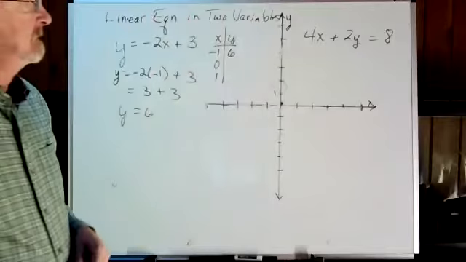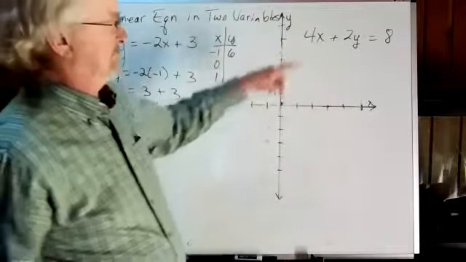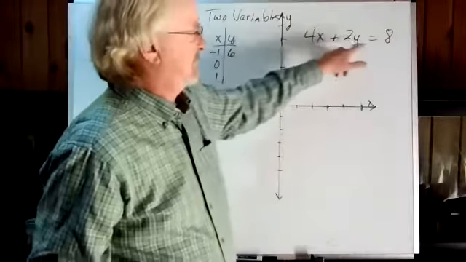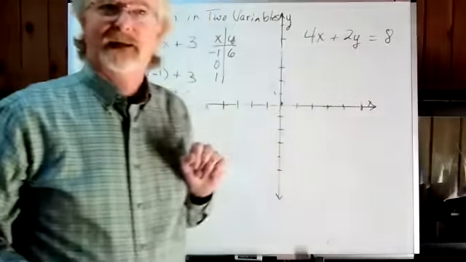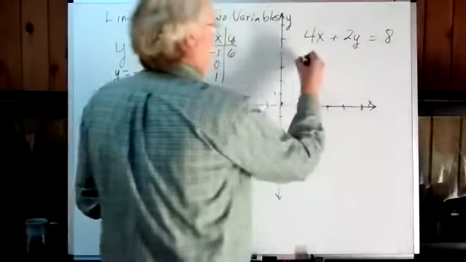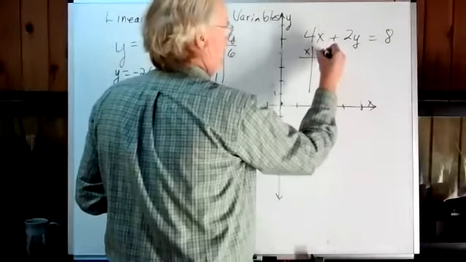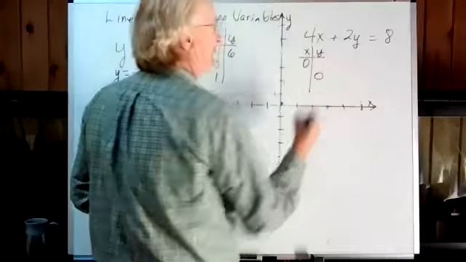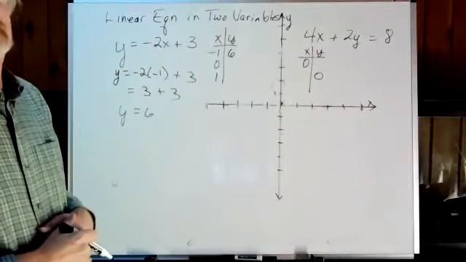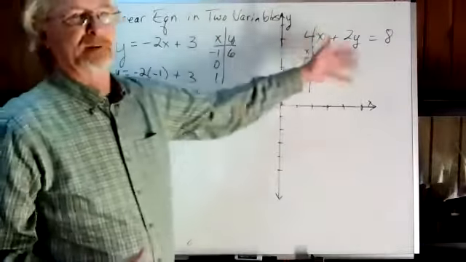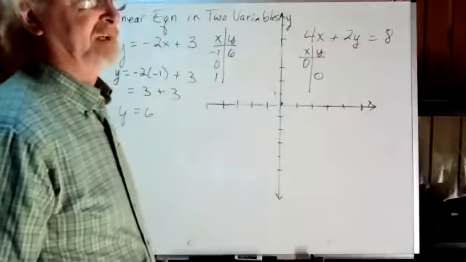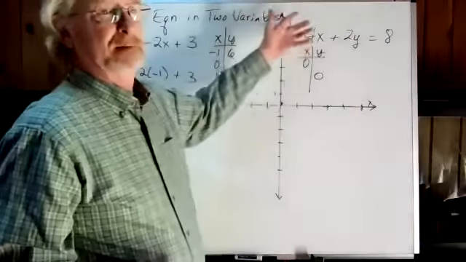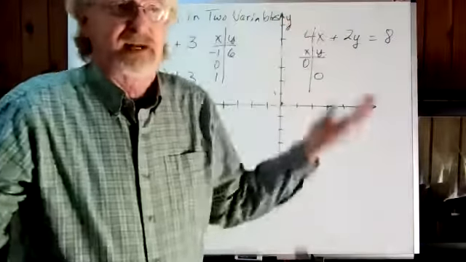All right. Well, were they nice to you? Do the 4 and the 2 divide evenly into the 8? Oh, yes, they do. So that makes picking a 0 for an X or a 0 for a Y good, easy choices for coming up with nice number, not fraction answers. If you pick some other number and it gets to be a fraction answer, it's a fraction answer. That's okay.